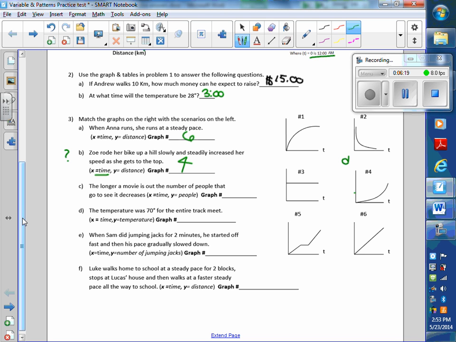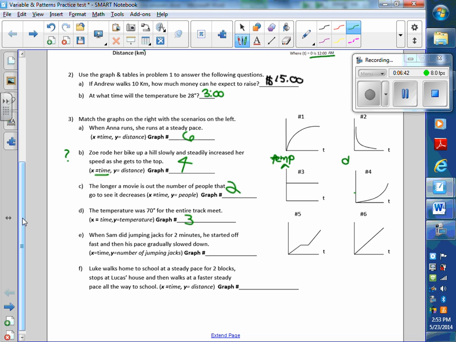The longer a movie is out, the number of people that go to see it decreases. So we're only looking for a decreasing graph. 2. Has to be 2. Let's go. The temperature was 70 degrees for the entire track meet. Number 3. Yep. No. Because it says this is time and this is temperature.